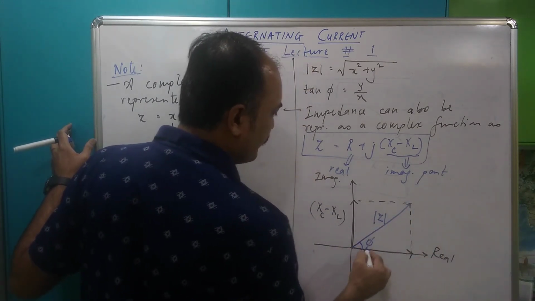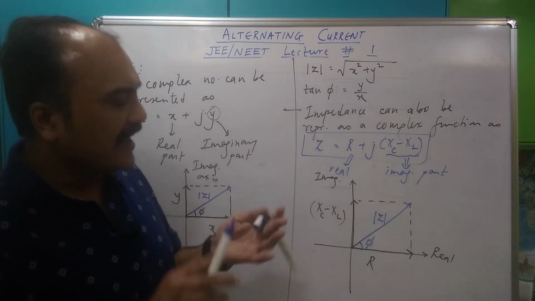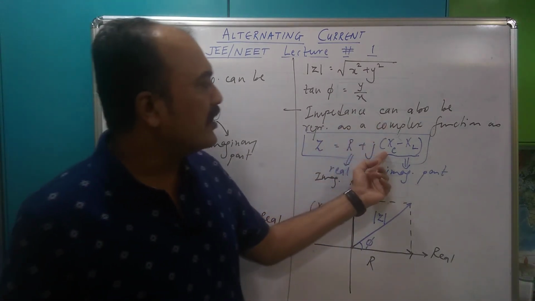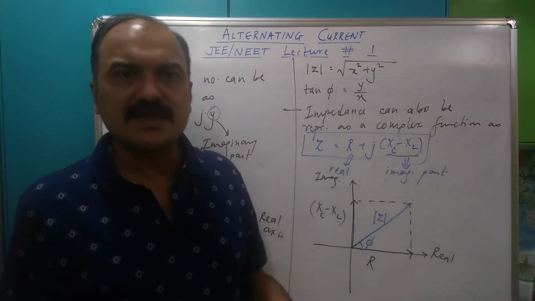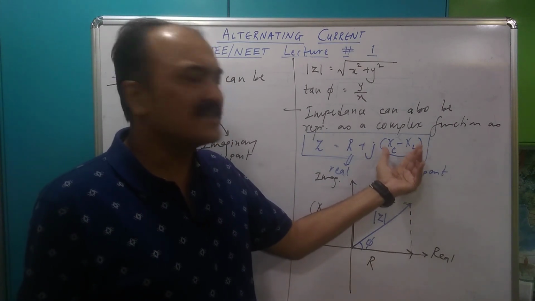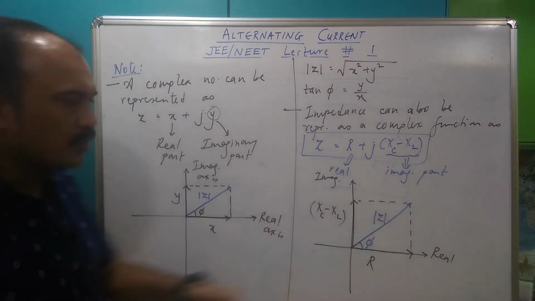This is the angle phi. Very much similar to that impedance diagram. The only thing that I have changed here is that I have put XC minus XL as the imaginary part. It may be that going ahead we do some numericals in which XC, XL and so on need to be put in the imaginary part, and stuff like that. That is why I have shown this to you.